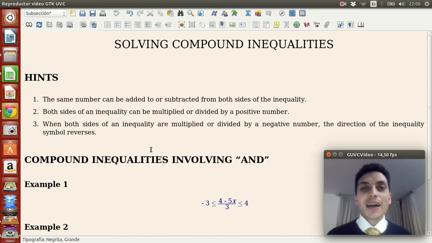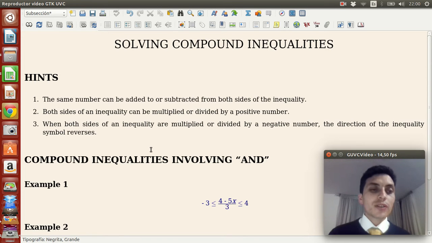Hi, I'm going to tell you how to solve compound inequalities. A compound inequality is just two inequalities joined by the word "and" or "or". That's it. So if you know how to solve any inequality, you can solve compound inequalities as well.